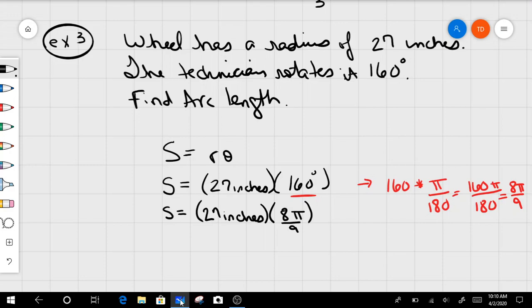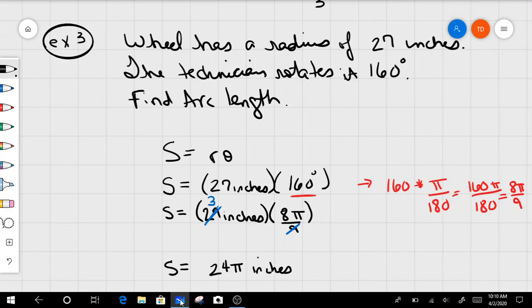Now we're going to multiply that out. You are welcome in your calculator to do the 27 times 8 divided by 9. I'm going to show you by hand. This 9 on the bottom and 27 on top reduce to 3. So that becomes 3 times 8 pi, which is 24 pi inches.